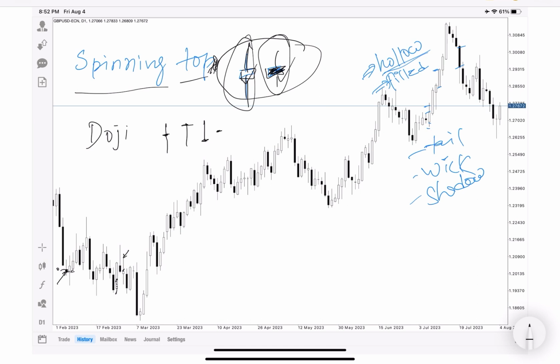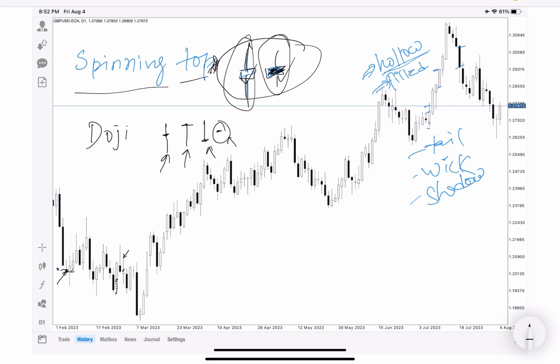So they name it differently. For example, this is called long-legged doji, and this is called dragonfly because it's looking like that. This is called gravestone or tombstone or something. This is called four-price doji, where there is no wick.